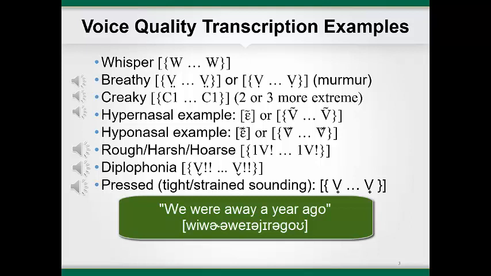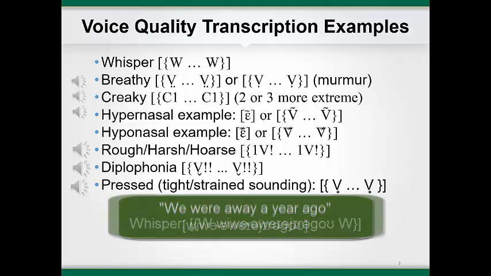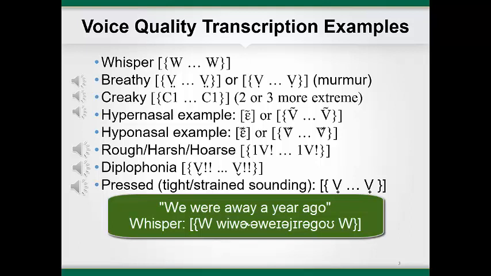The sentence is, "We were away a year ago." It's a good sentence for hearing voice quality because all the phonemes are voiced and there is only one stop consonant. Whisper is the first voice quality we'll cover. It's one that you should already be familiar with.